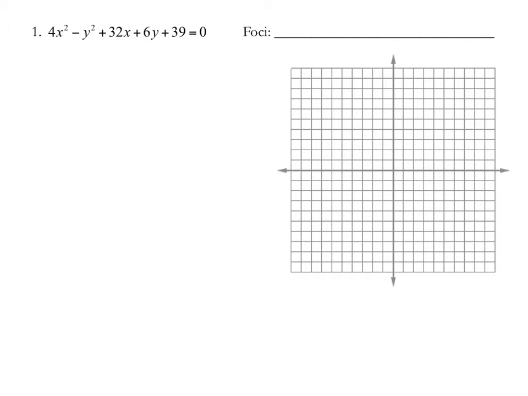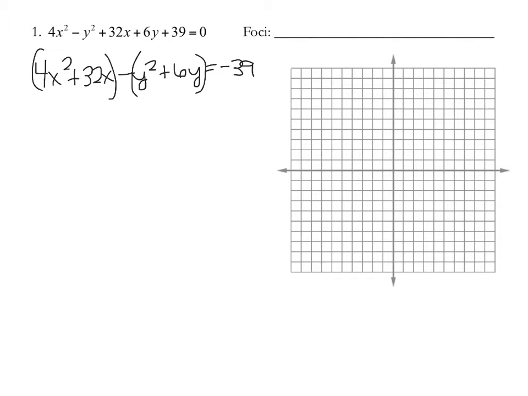So looking at example number 1, first thing we're going to do to rewrite this is put the x's together, then we're going to put the y's together, and then that 39 is going to get kicked to the other side, so it becomes negative 39. Then we're going to group them. Out of the first group, we're going to pull out the 4. We're left with x squared plus 8x, and then I can go ahead and put my plus blank to complete the square.